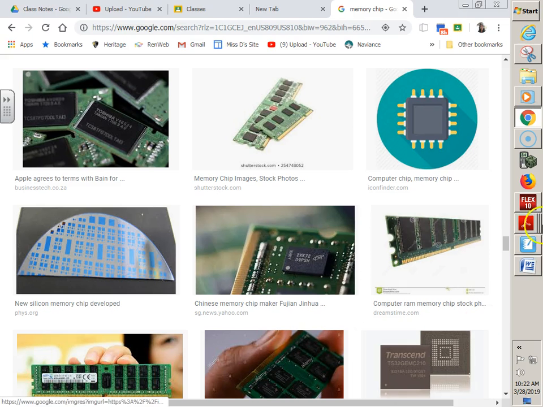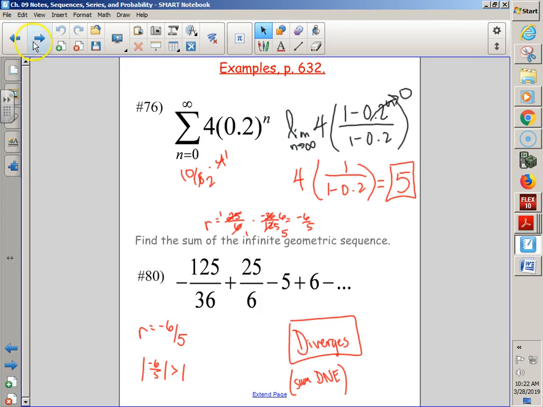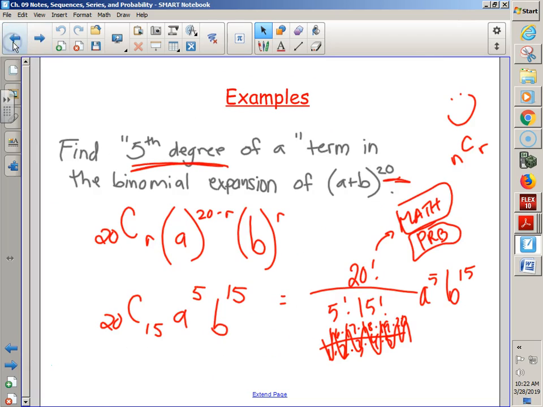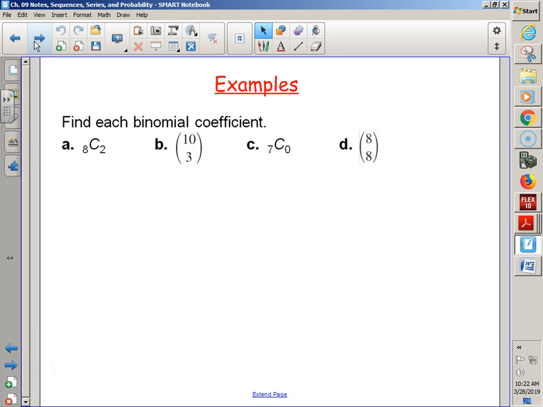All right, cool kids. So let's go ahead and get back to our notes. Binomial theorem. We saw nCr yesterday. And we have a formula for nCr that you should already have written down in your notes, but I'm going to go ahead and write it up here so we can use it. It all has to do with factorials.